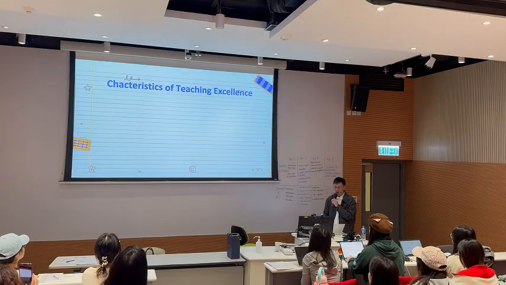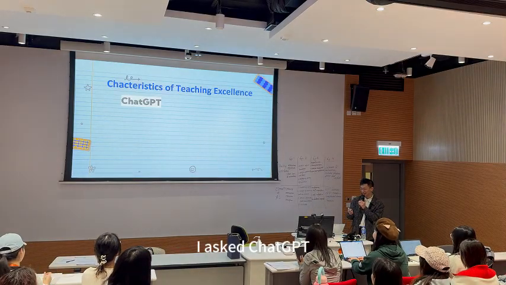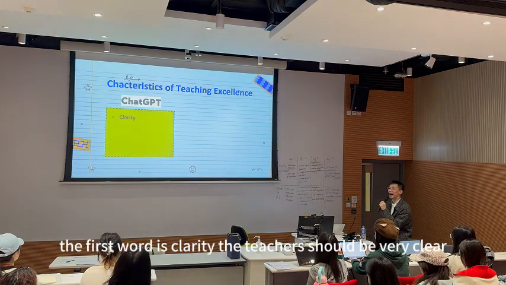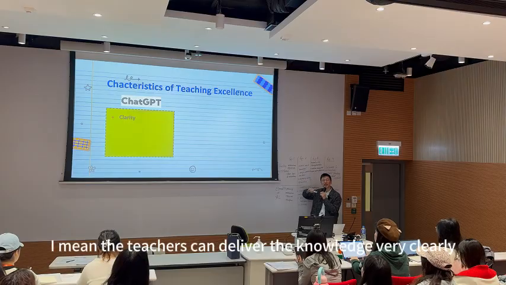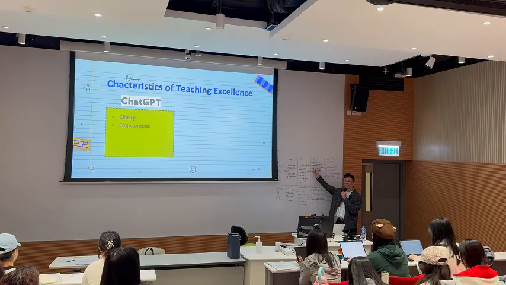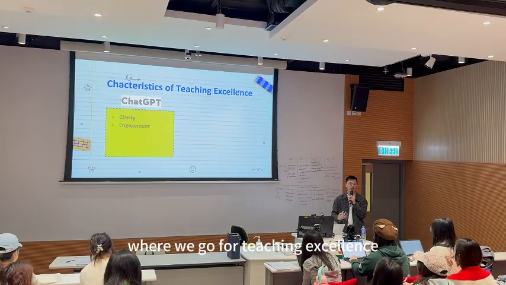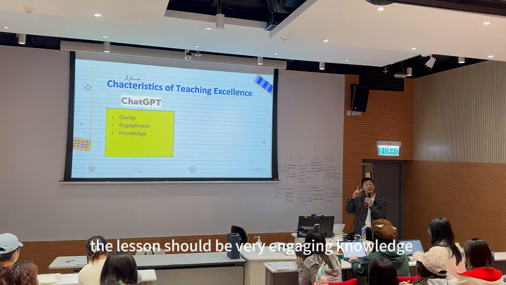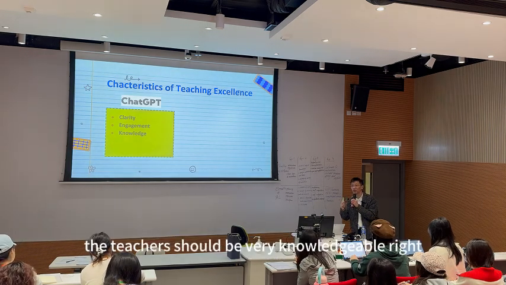Now, characteristics of teaching excellence. First of all, I asked ChatGPT. Yes, it gives me 5 words. The first word is clarity. The teachers should be very clear. Clear logic and instruction. Okay? The teachers can deliver the knowledge very clearly. Second, engagement. Right? It's our common understanding. When we go for teaching excellence, the lesson should be very engaging. At the same time, the teachers should be very knowledgeable, right?